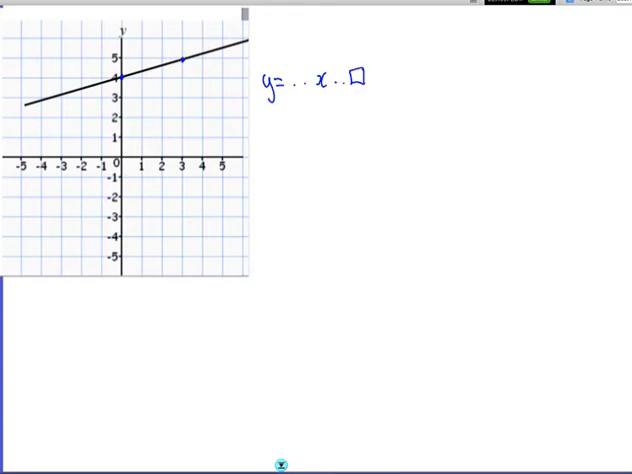Now it's time to draw your gradient triangle. The rise is 1 and the step is 3, and remember, gradient is rise over step. Your rise is 1 and your step is 3, so you write 1 over 3. Now this fraction cannot be simplified, so you just leave it as 1 over 3.